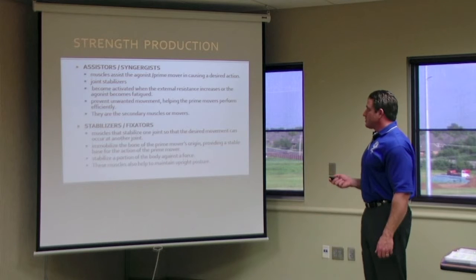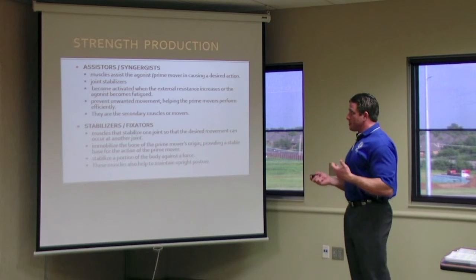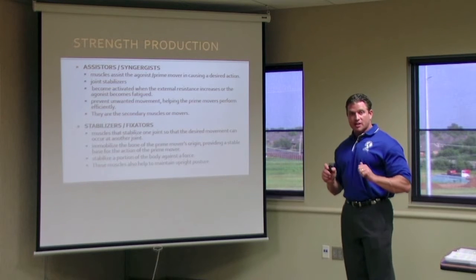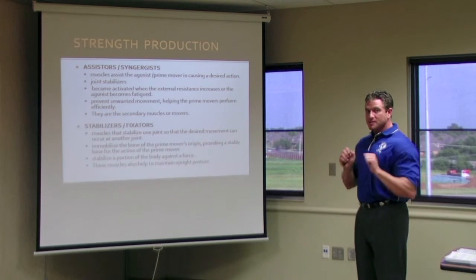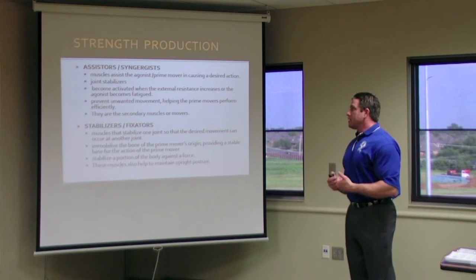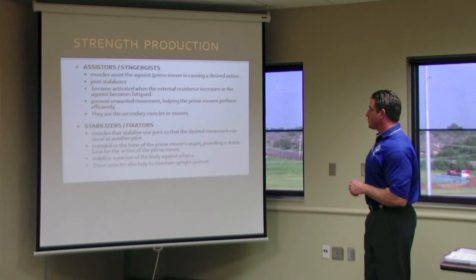Assisters, we talked about just a second ago. Those are the muscles that assist the agonist or prime mover. That was the example I used a second ago with the anterior deltoids and the triceps in the bench press. It's the thing that takes over when you can no longer do it with the prime mover.